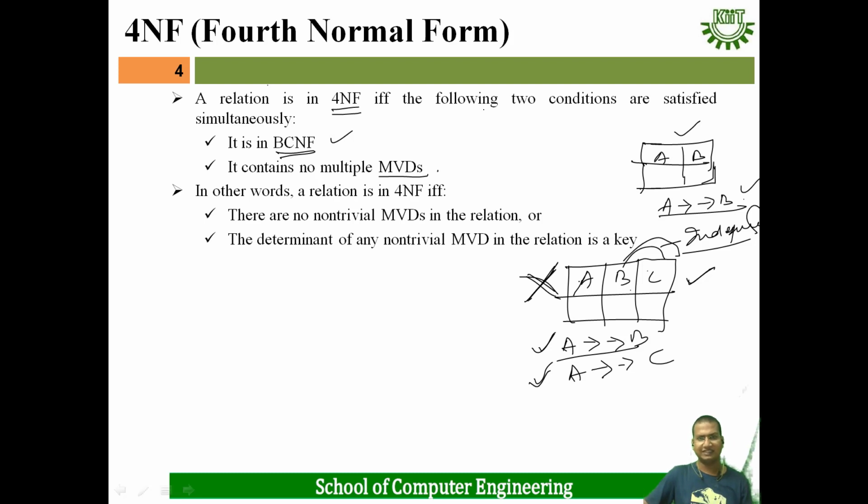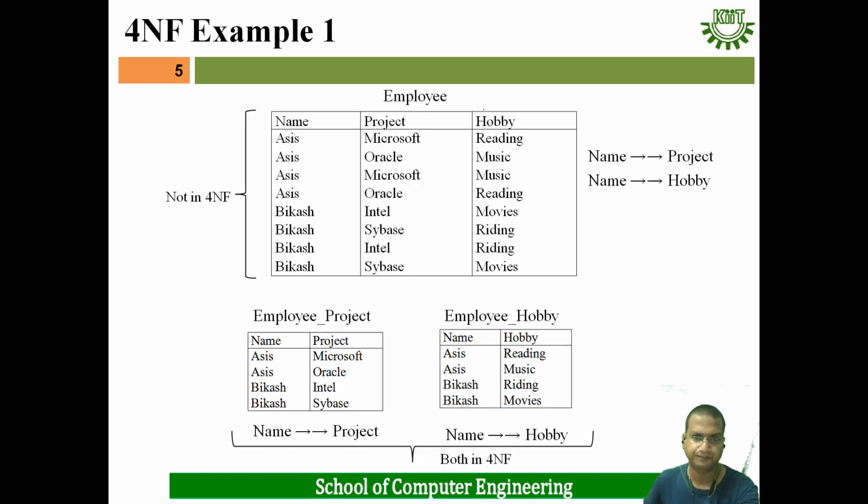In other words, the relation is in 4NF if there is no non-trivial multi-value dependency in the relation, or the determinant of any non-trivial multi-value dependency in the relation is a key. This is the condition for BCNF, and this is the condition for non-trivial multi-value dependency. Now we will take one example and see.